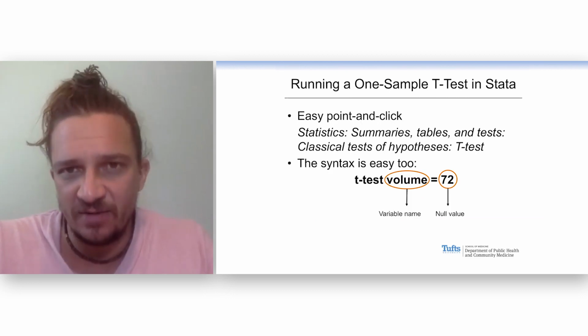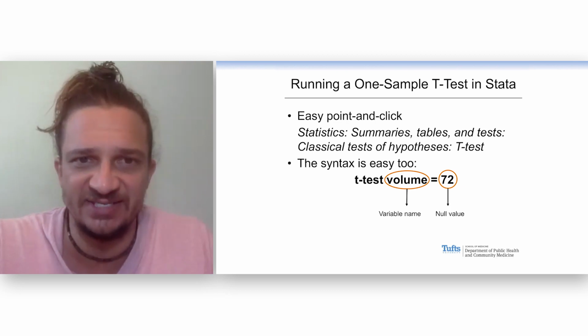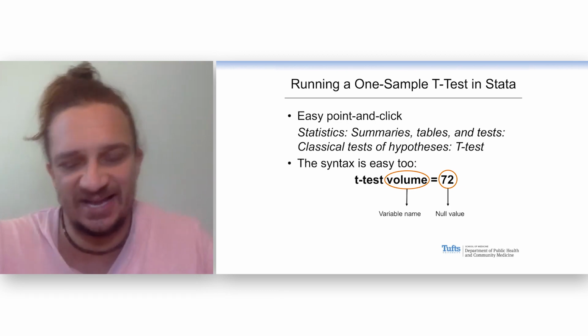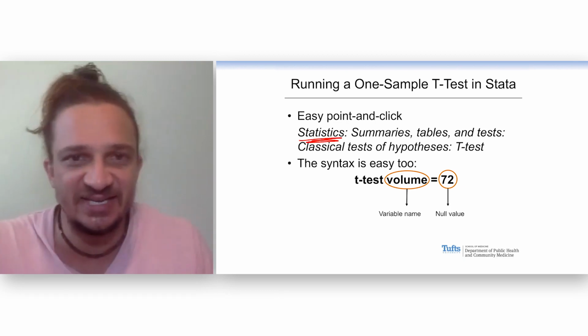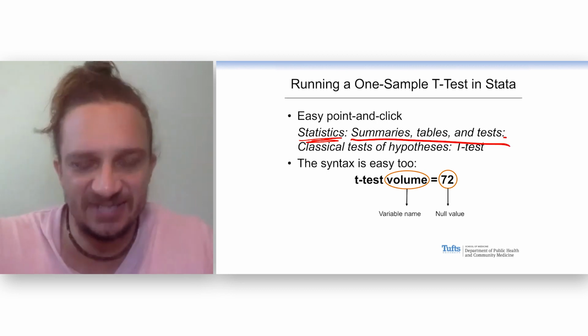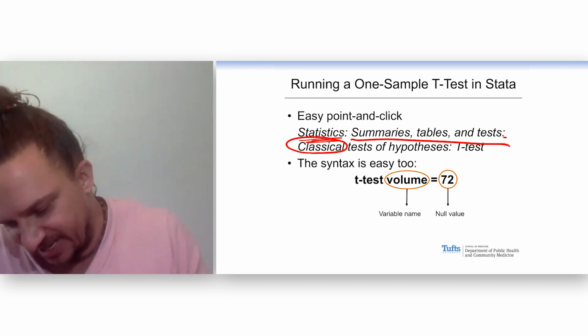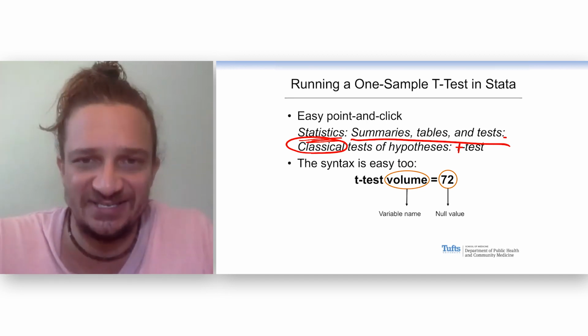In Stata, there are two ways to do it. You can point and click your way to almost anything in Stata. A one sample t-test is under statistics, summaries, tables, and tests. And then we call this a classical test of a hypothesis. And this is a t-test.